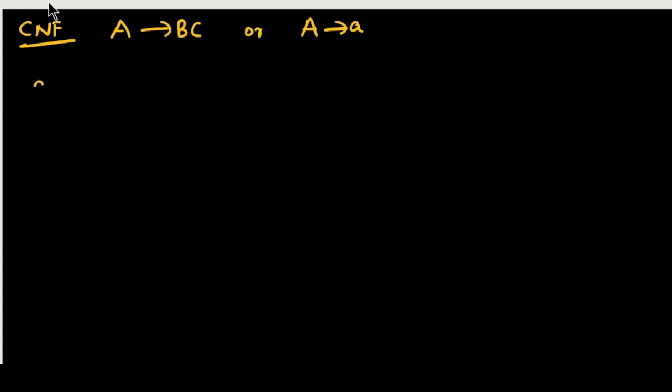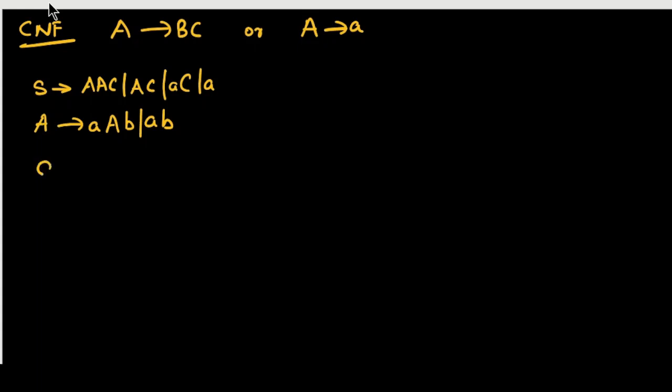So our simplified productions are like this. S gives AAC, AC and AC and A. Then A gives AAB or AB. And then C gives AC or A. So these are the production rules after simplifying.